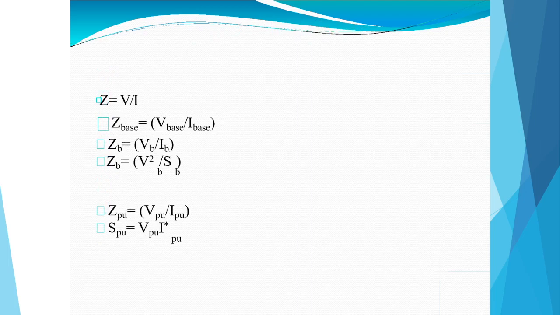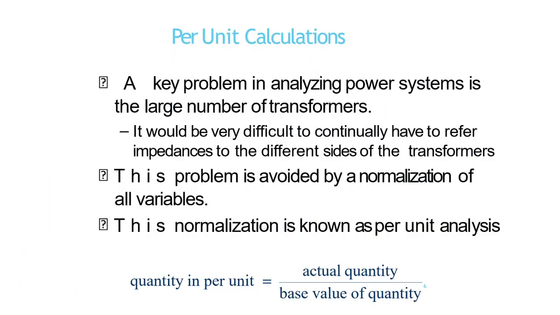So if any two of the I, V, Z or S is known, remaining two can be fixed automatically. Z is equal to V by I, or Z base is equal to V base by I base. ZB is equal to VB by IB. ZB is VB square by SB. Z per unit is V per unit by I per unit. S per unit is V per unit into I conjugate per unit.